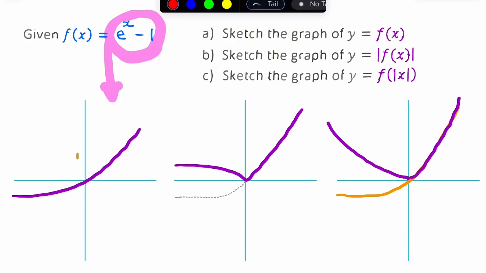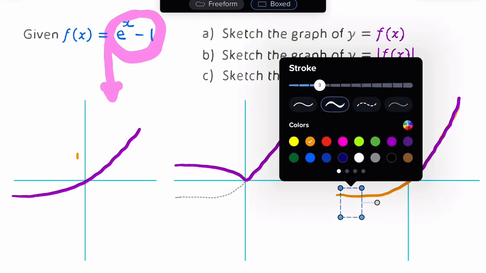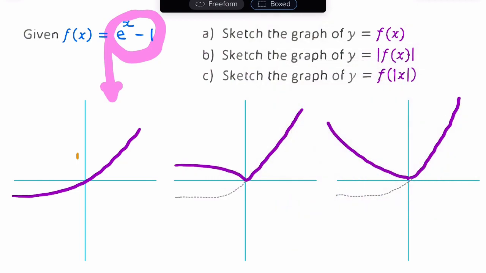So it's not exactly symmetrical, but it should be. So these should be the same because we're reflecting this that way. And this is no longer part of the sketch. So when you have the modulus on x, you're reflecting on the y-axis and removing anything that's already there. When the modulus is on f of x, you reflect on the x-axis.